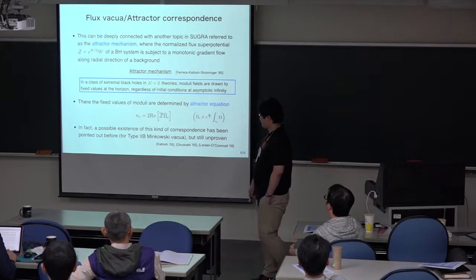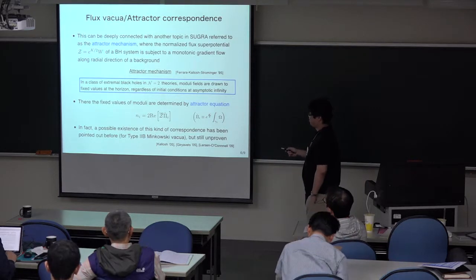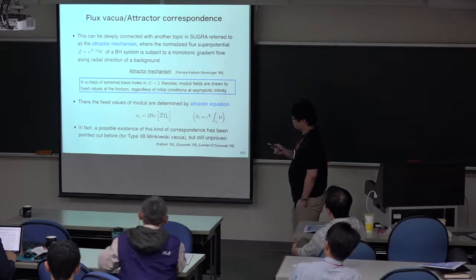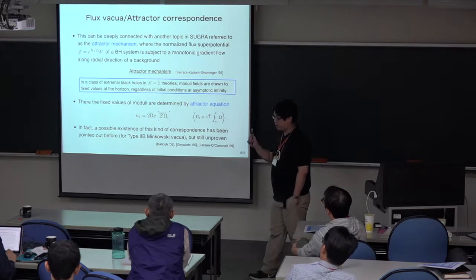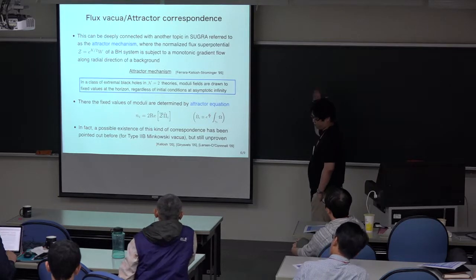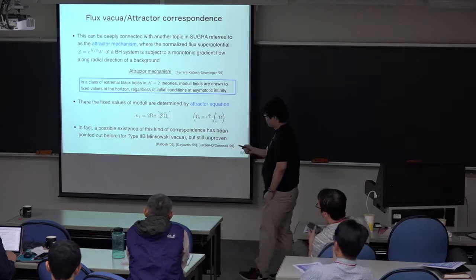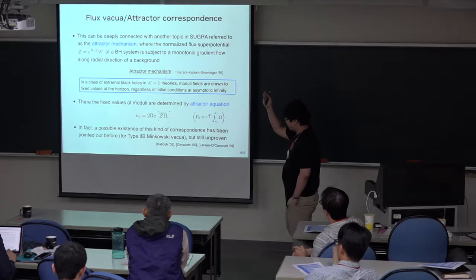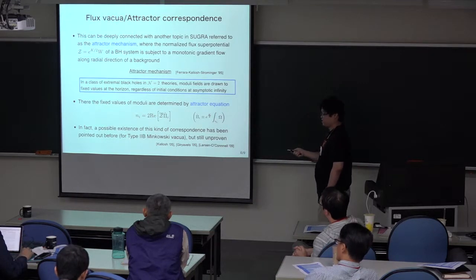So what precisely is the attractor mechanism discovered by this gentleman? It is the statement that in the class of extremal black holes in N=2 supergravity, the moduli fields are drawn to a fixed value at the horizon, regardless of the initial conditions for values at asymptotic infinity. The fixed values at the horizon of the moduli fields in the black hole system can be completely determined by the so-called attractor equation of this form.